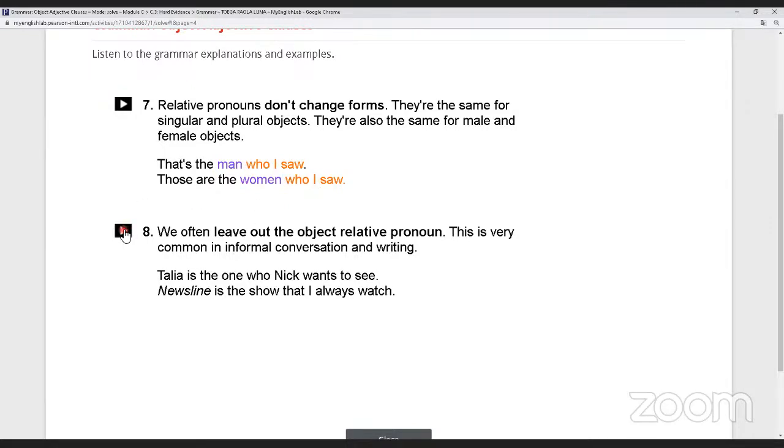And let's finish with point number 8. We often leave out the object relative pronoun. This is very common in informal conversation and writing. Talia's the one Nick wants to see. Newsline is the show I always watch.